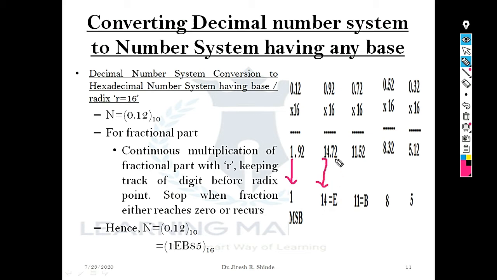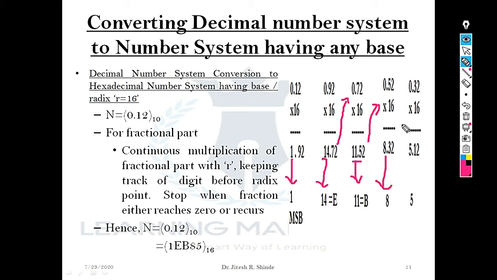Now the fractional part 0.72, not 0, neither recurring. So 0.72 again we need to multiply by base r equal to 16. The result we are getting is 11.52. 11 we have noted down. 11 is in decimal format. The hexadecimal equivalent is B. Now 0.52 multiplied by 16. What is the result we are getting here? 8.32. 8 has been noted down here.